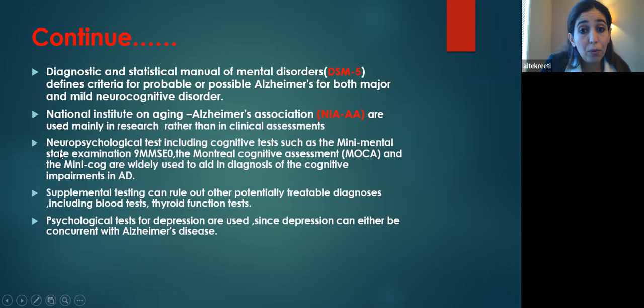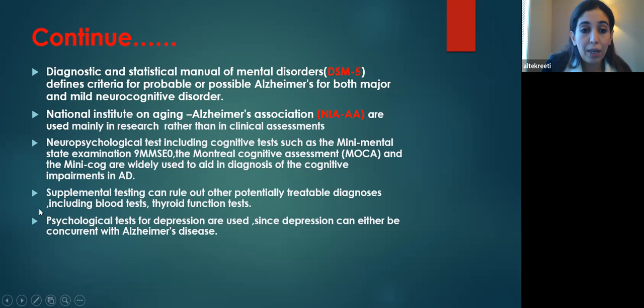And we have many tools for testing cognition to assess the patient with Alzheimer's. It's like the Mini-Mental State Examination, MMSE, and the Montreal Cognitive Assessment, MoCA. So all these tools help to assess cognition in the patient with Alzheimer's.